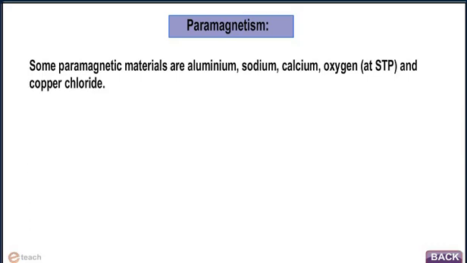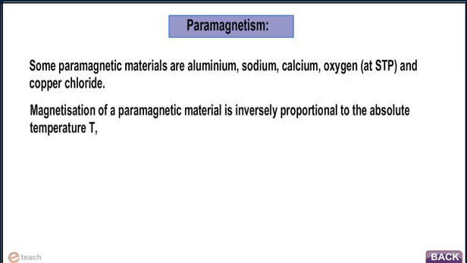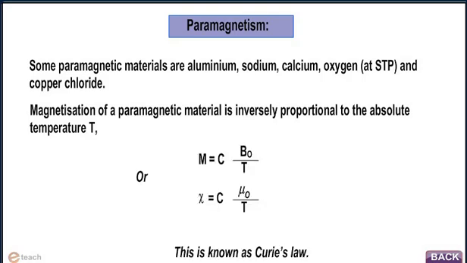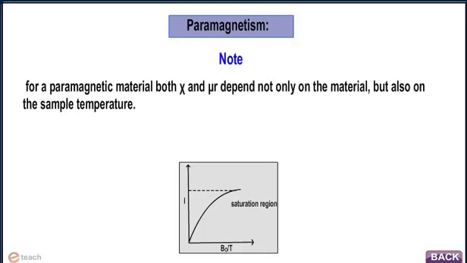Some paramagnetic materials are aluminium, sodium, calcium, oxygen at STP and copper chloride. Magnetization of a paramagnetic material is inversely proportional to the absolute temperature T, or we can say M is equal to C into B0 by T. Susceptibility is equal to C into mu naught by T. This is known as Curie's law.